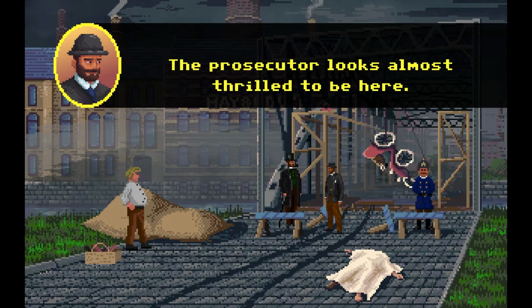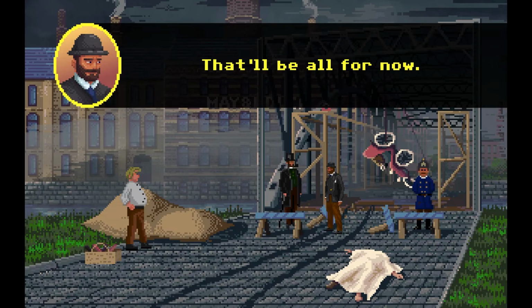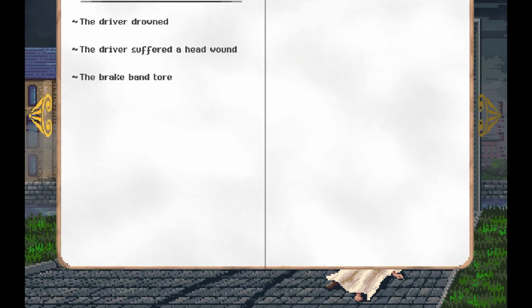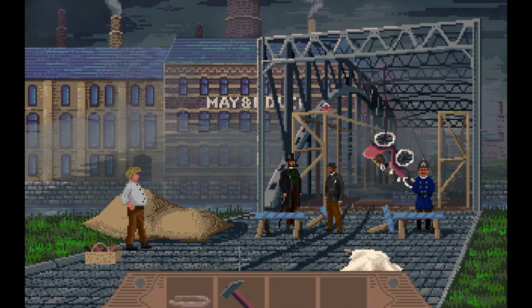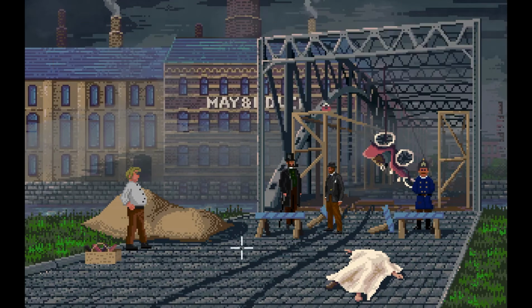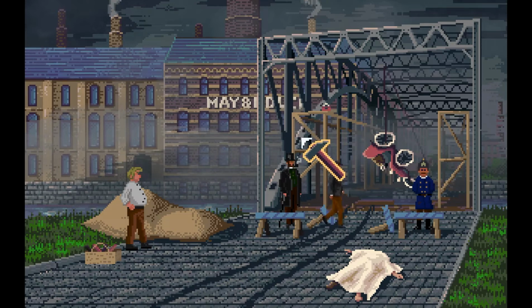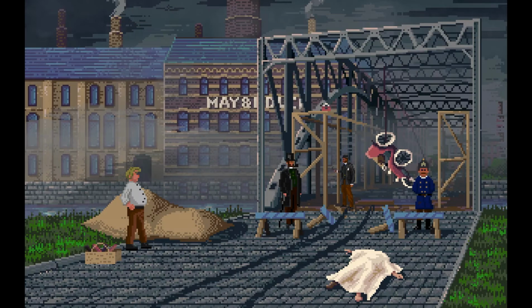The prosecutor looks almost thrilled to be Kommissar here. Oops, that was an accident. Right. Ein Hammer. Oops. Ein Hammer. Oops. That makes no sense. I mean, I thought it didn't, but what are we gonna hammer? I hit the wooden frame hard with the hammer. That's what I wanted to do in the first place.